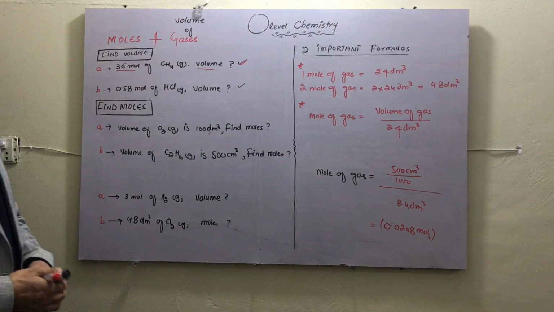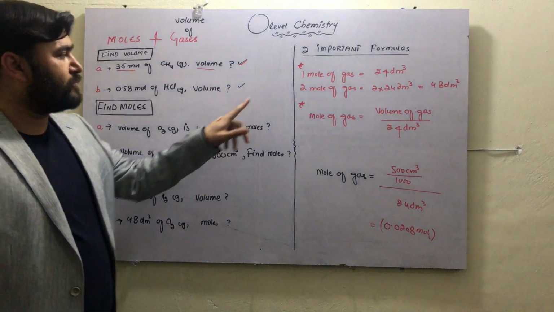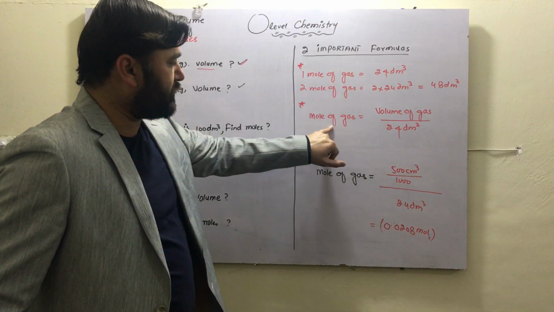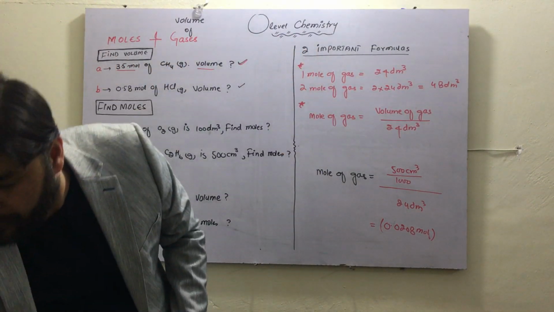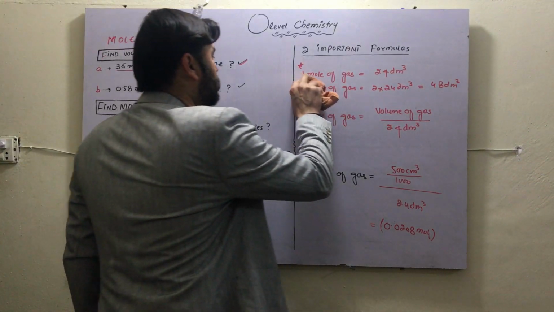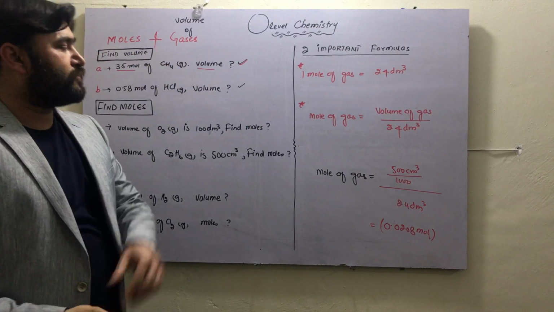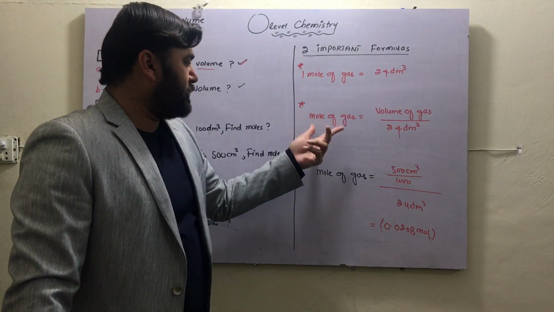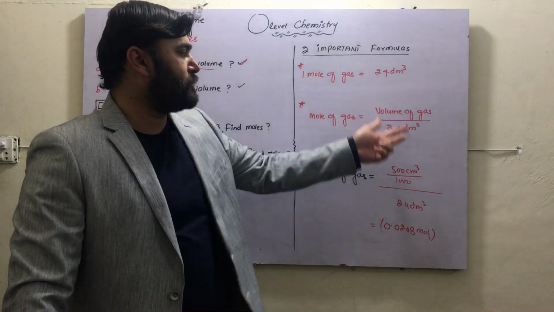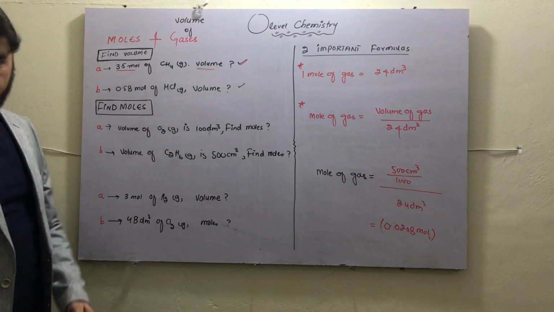Simply you can say that these questions 1, 2, 3, 4 can be solved from the same formula. You can solve from this formula as well, and let me make it easy for you. Remove this one. These two important formulas you need to learn: 1 mole of gas is equal to 24 dm cube, and 1 mole of gas is equal to volume of gas over 24 dm cube. So these are the questions you can easily solve.